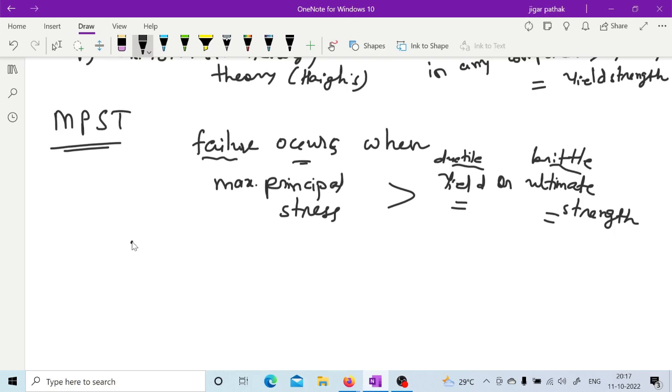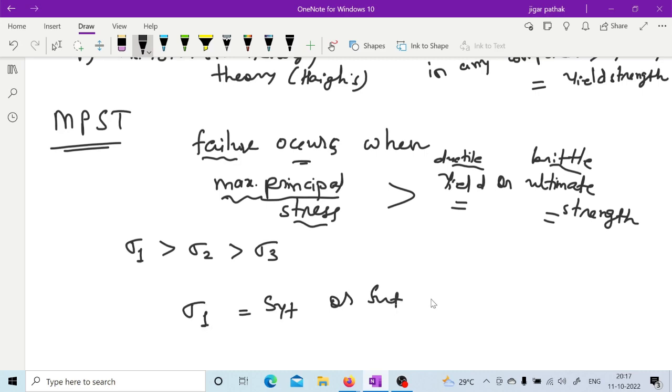Now, if we have three different normal stresses acting, that is principal stresses, let us say sigma 1 is greater than sigma 2, which is greater than sigma 3. What we are interested in is, among these principal stresses, the maximum principal stress. If it is greater than or equal to the yield strength or ultimate strength, then the failure is going to occur.